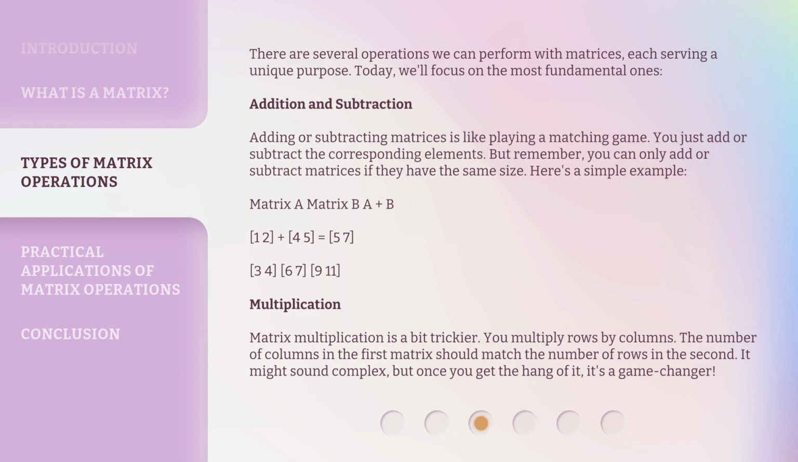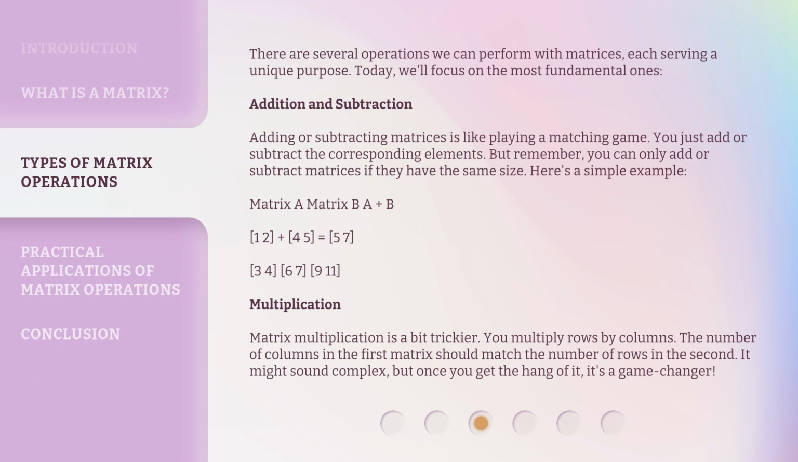There are several operations we can perform with matrices, each serving a unique purpose. Today, we'll focus on the most fundamental ones: addition and subtraction. Adding or subtracting matrices is like playing a matching game. You just add or subtract the corresponding elements. But remember, you can only add or subtract matrices if they have the same size. Here's a simple example. Matrix A, matrix B, A plus B. 1 2 plus 4 5 equals 5 7. 3 4, 6 7, 9 11.